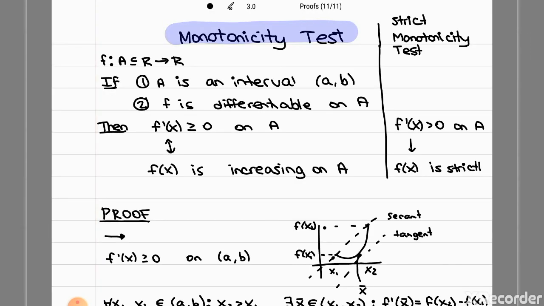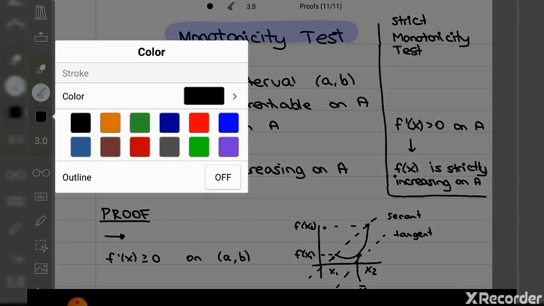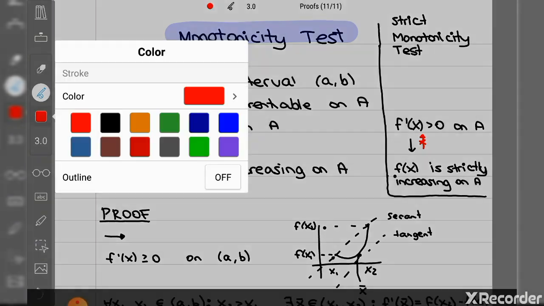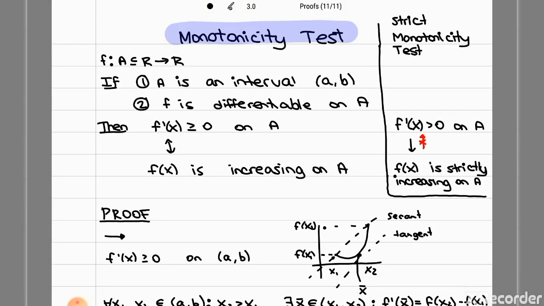A counterexample of this is the function x cubed. Because x cubed, its derivative is actually bigger or equal to 0, because at one point it's equal to 0, but it's still strictly increasing. So the point is that it doesn't go both ways. So if the function is strictly increasing, it doesn't necessarily imply that the derivative is bigger than 0. It could also be equal to 0 at some points. So since it doesn't go in both ways, we only have to do the first part of the proof.